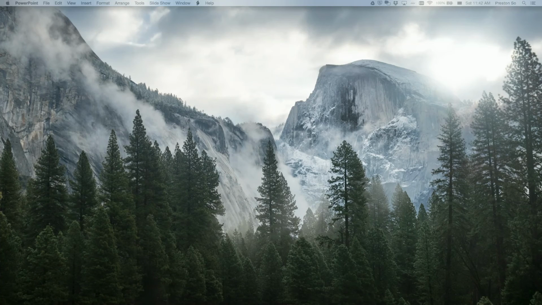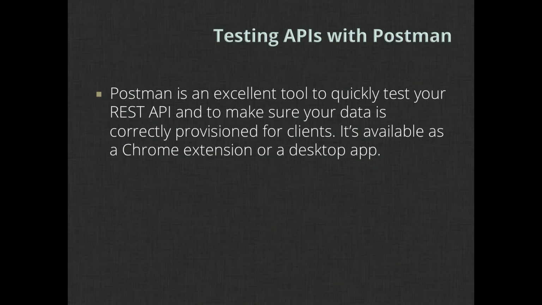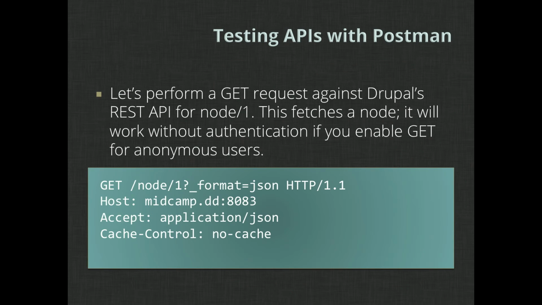And let's talk about testing with Postman. Well, that's really disruptive. Alrighty, so the next thing to talk about is Postman. As I talked about, Postman is an HTTP client, which allows you to test your API very easily. In this case, I'm using the desktop app. And this is how a typical HTTP request payload looks, right? And what we're going to do is perform a GET request against Drupal's REST API for node/1.